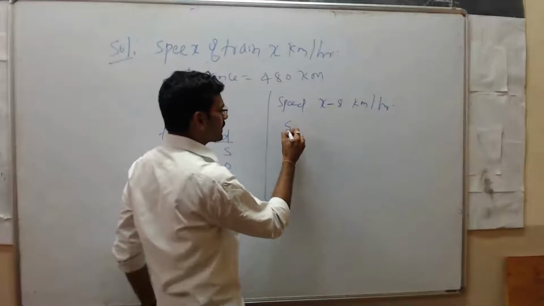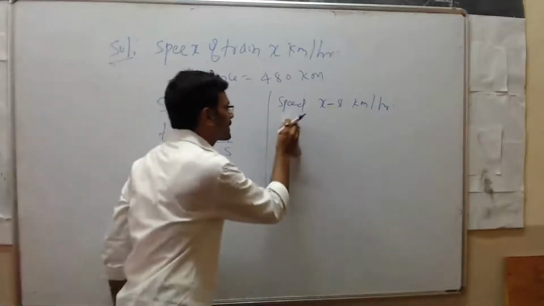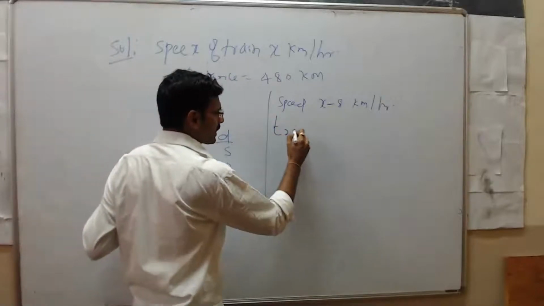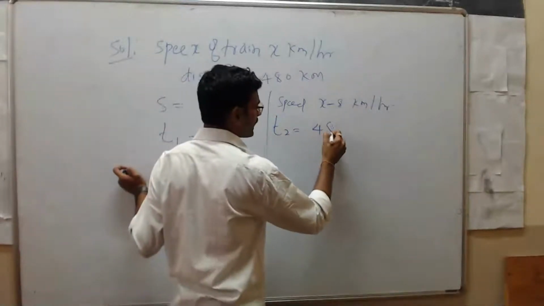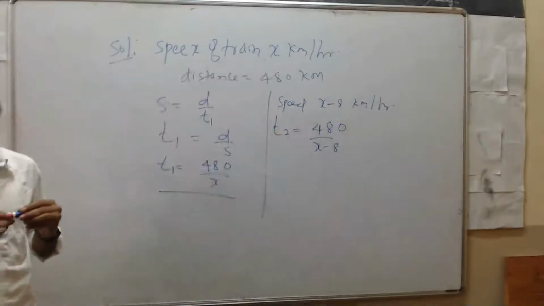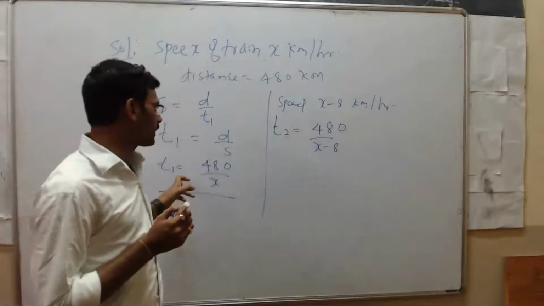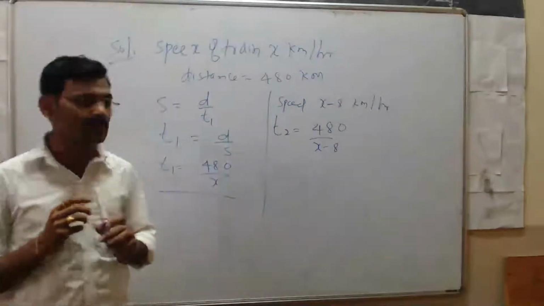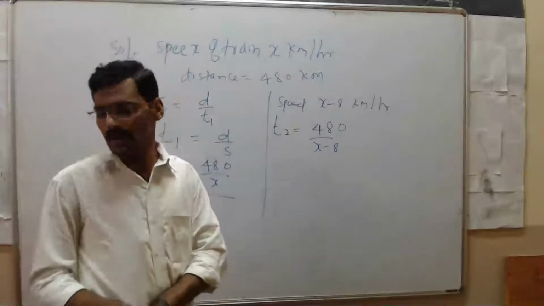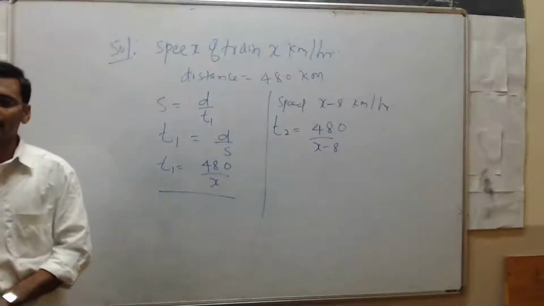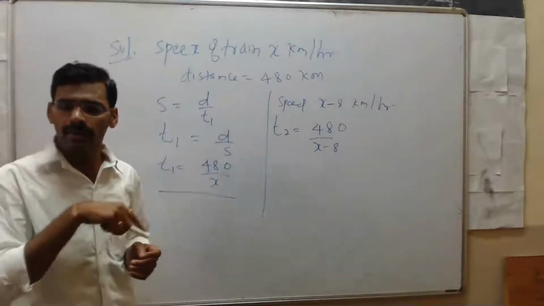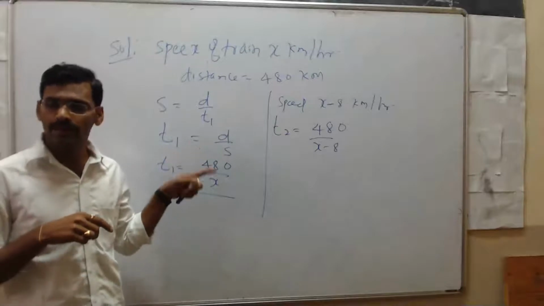Then again the speed is the same as it is, and the distance is the same. Now in the second situation, t2 is equal to 480 by the speed x minus 8. t1 is 480 by x, t2 is equal to 480 by x minus 8, because the speed of the train is x kilometer per hour and the distance is 480. Then what is the speed formula? Speed is distance by time taken. Therefore, t is equal to d by s.